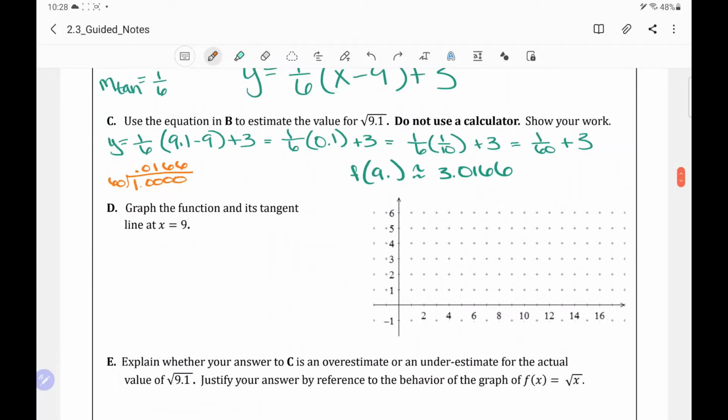So now graph the function and its tangent line at x equals 9. Okay, so we need to first graph the function. So if I look at this, square root of 0 is 0, square root of 1 is 1, square root of 4 would be 2, 9 would be where 3 is, 16 would be at 4. So this is the function, right? Square root of x. And I barely missed that point. There we go. Then it said to also graph the tangent line.